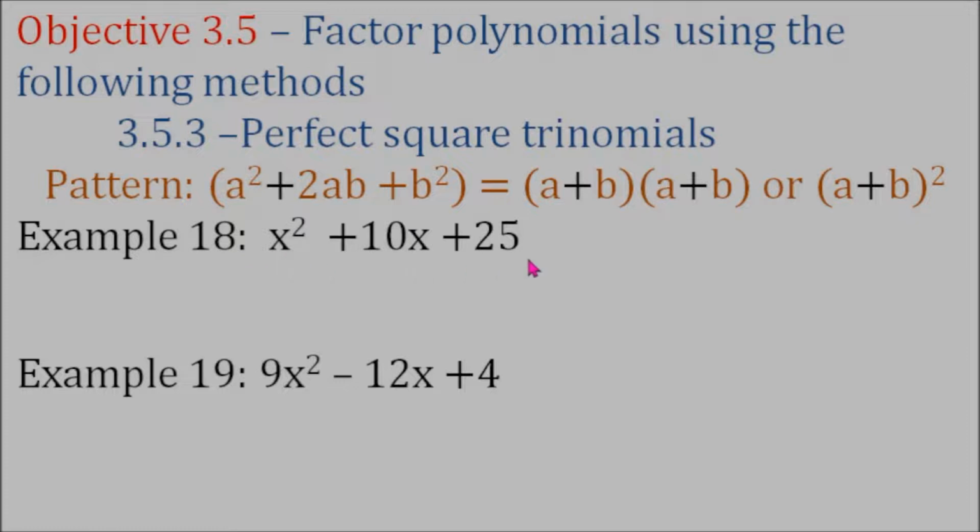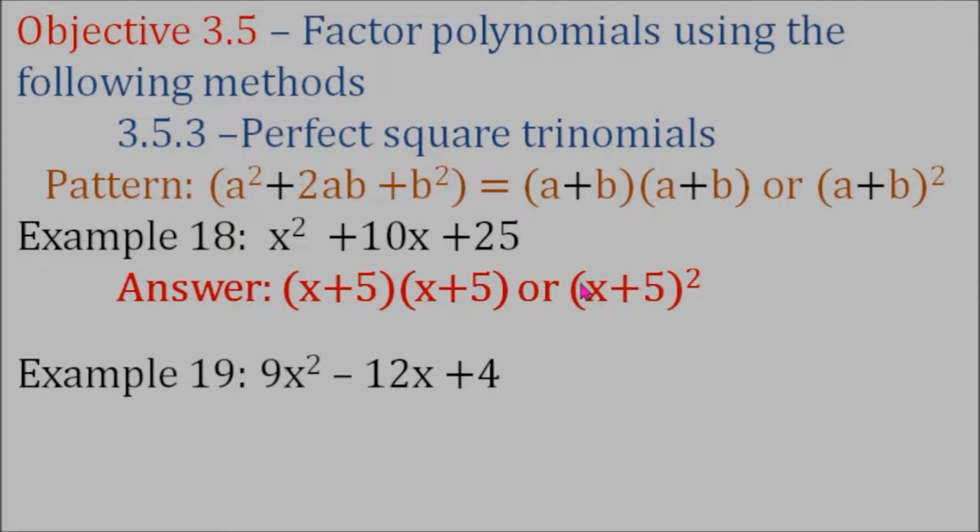So this is a perfect square. The square root of x squared is x, and the square root of 25 is 5. So we will just write the quantity x plus 5 times the quantity x plus 5, or the quantity x plus 5 squared. Example number 19, 9x squared minus 12x plus 4.